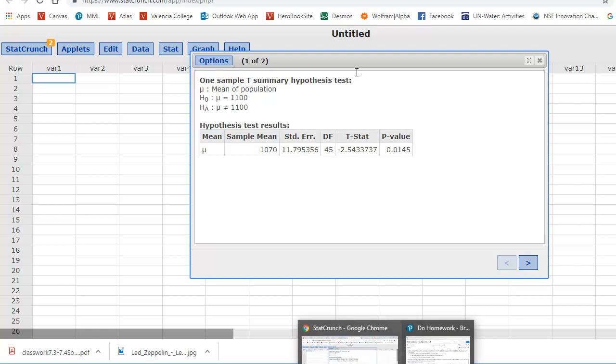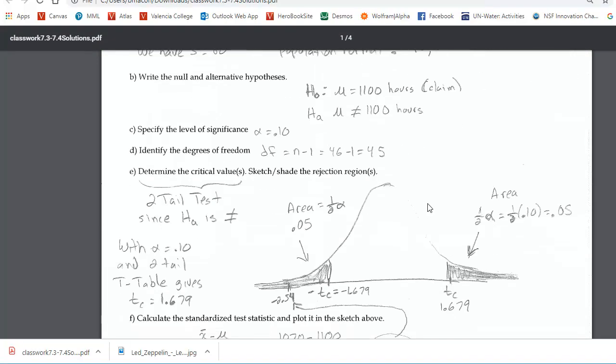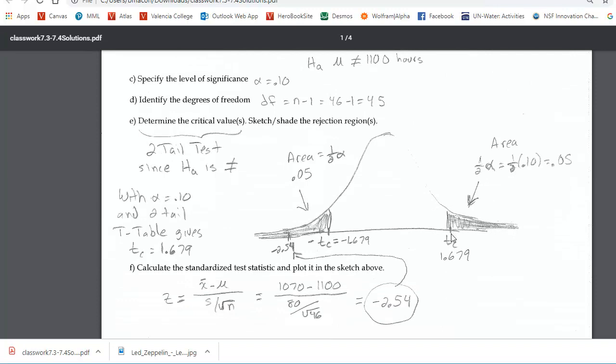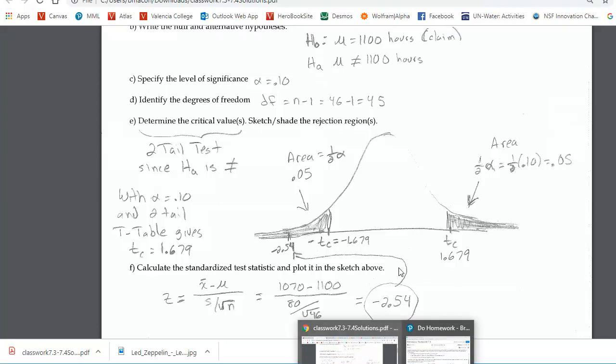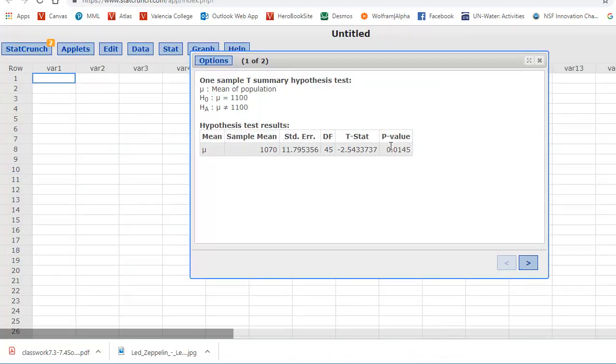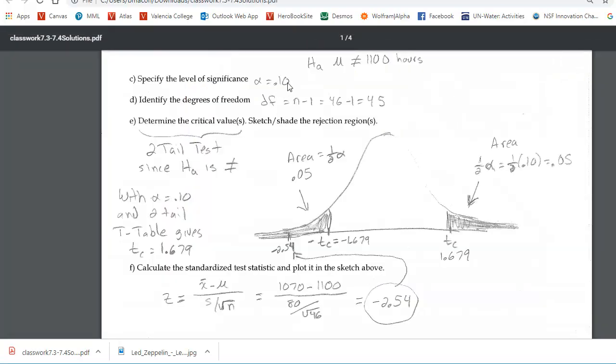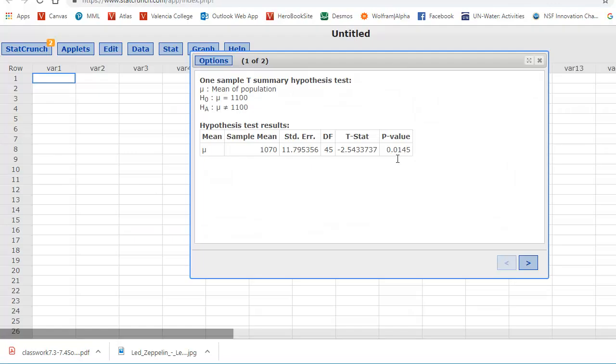So when I'm doing this work by hand, I can't find the p-value; I have to find the critical value. If this is a problem you're working on, you have to be able to look in the table to find that value. The calculator, though, tells me what the p-value is. Interestingly enough, if the problem isn't asking me for the critical value, I could make a decision at this point. My p-value is less than my alpha. My alpha was 0.10, and the p-value StatCrunch is giving me is less than that.